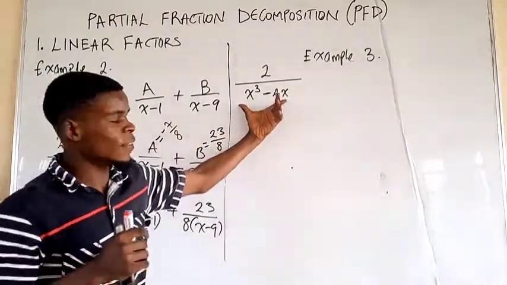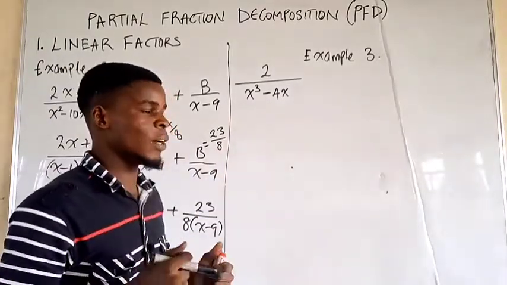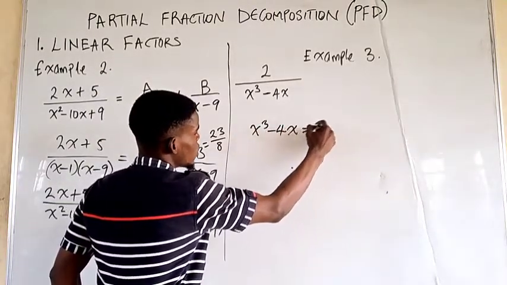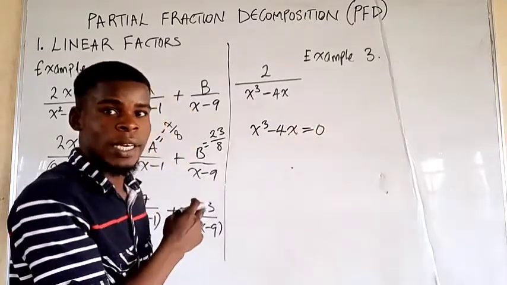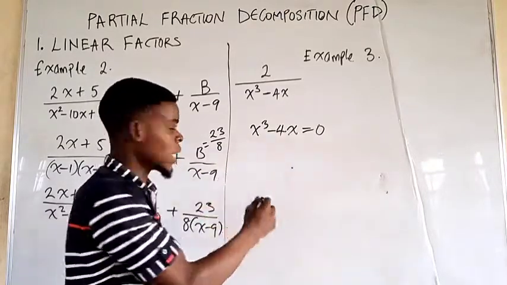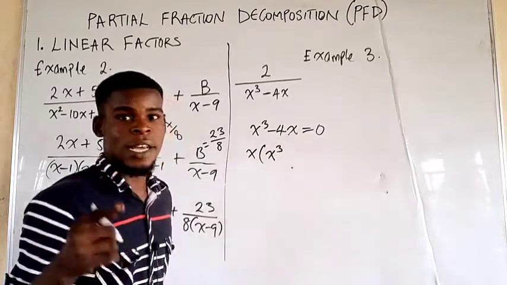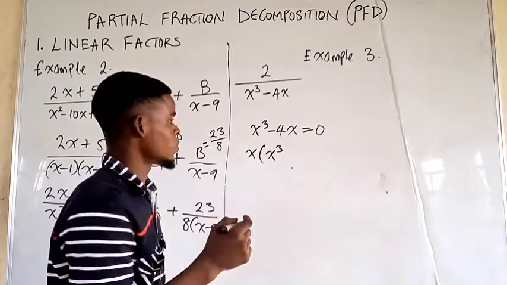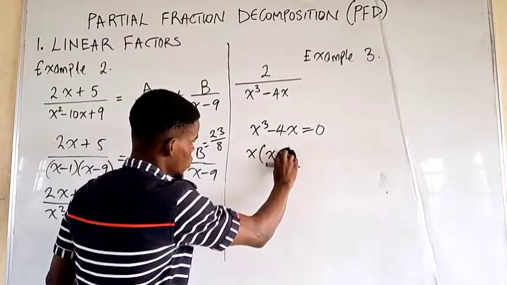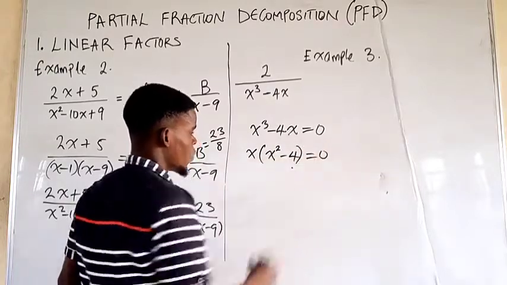But first, we need to get the factors of the denominator. To get the factors, we equate the denominator to 0, and from here we can get the factors. What I would like to do is to see that x is common on the two terms on the left hand side, so we'll just factor out x. Actually, x is the highest common factor, so that is why I'm factoring it. X cubed will be x squared, because I've taken one of the x out. So that'll be x squared minus 4 equals 0.